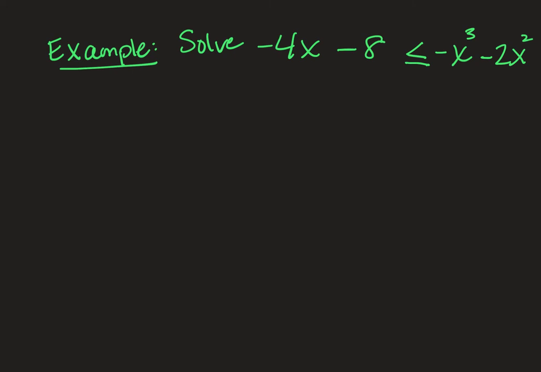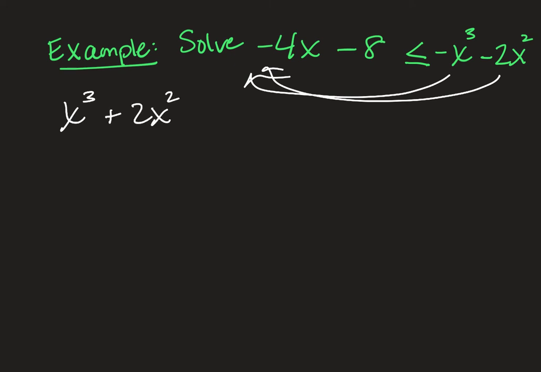Okay, so I'm going to start here. I'm going to bring over this term, so I'm going to add this over, and I'm going to add this over. I'm going to put them in the front to get x to the third plus 2x squared minus 4x minus 8 less than or equal to 0. My inequality is not changing at all here because I'm just adding and subtracting things over. I'm never multiplying by any kind of negative, so I don't have to worry about reversing my inequality at all.